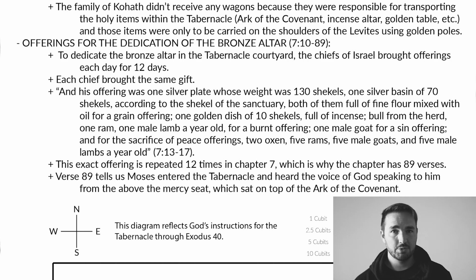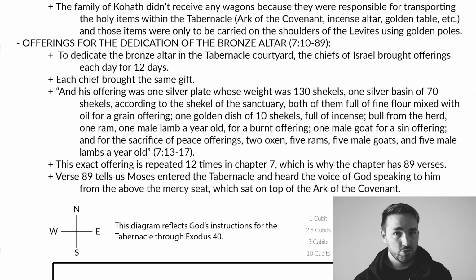the exact same gift. And I'm going to read you the gift straight out of the text because it's somewhat complicated. And his offering was 1 silver plate whose weight was 130 shekels, 1 silver basin of 70 shekels according to the shekel of the sanctuary, both of them full of fine flour mixed with oil for a grain offering, 1 golden dish of 10 shekels full of incense, a bull from the herd, 1 ram, 1 male lamb a year old for a burnt offering, 1 male goat for a sin offering, and for the sacrifice of peace offerings, 2 oxen, 5 rams, 5 male goats, and 5 male lambs a year old. That's verses 13 through 17.